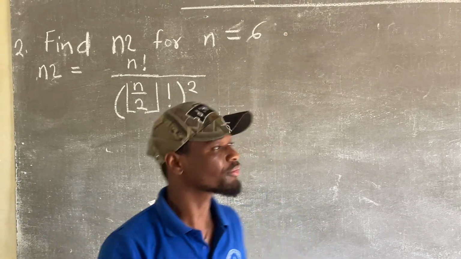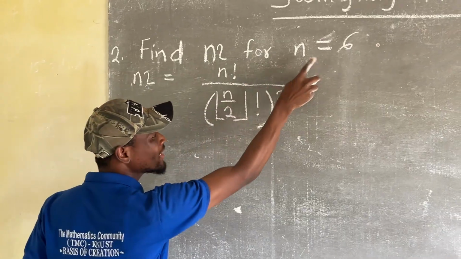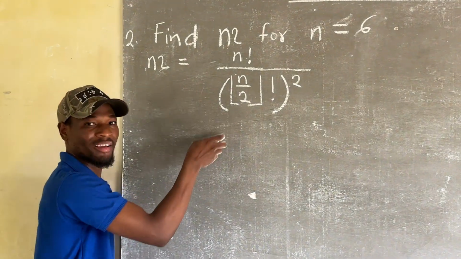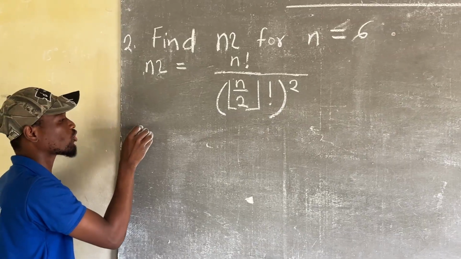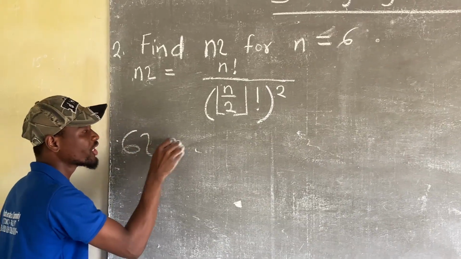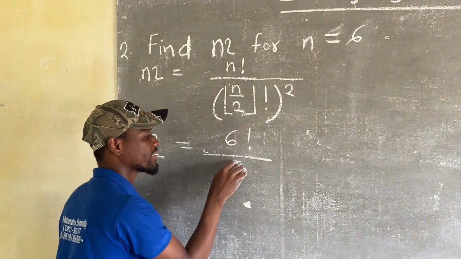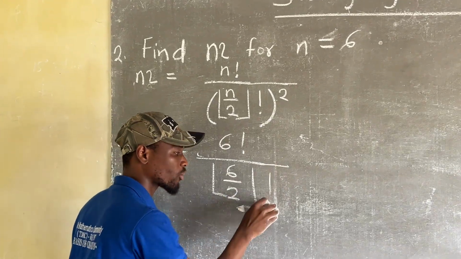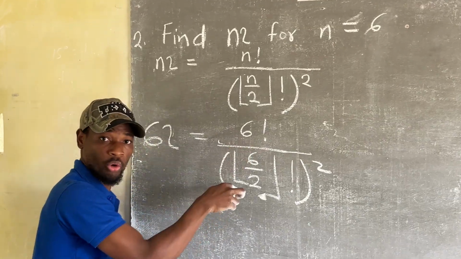The question reads: find the swinging factorial of n for n equal to 6. We already know the formula. So the swinging factorial of 6 is written this way, which is equal to 6 factorial all over the floor of 6 over 2, then factorial, all squared.